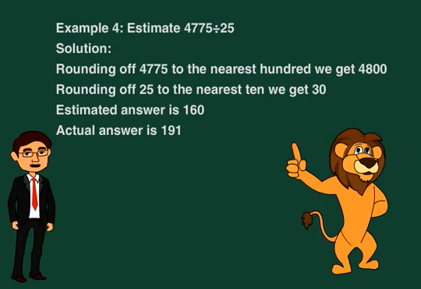Estimate 4775 divided by 25. Rounding off 4775 to the nearest 100, we get 4800. Rounding off 25 to the nearest 10, we get 30. Estimated answer is 160. Actual answer is 191.